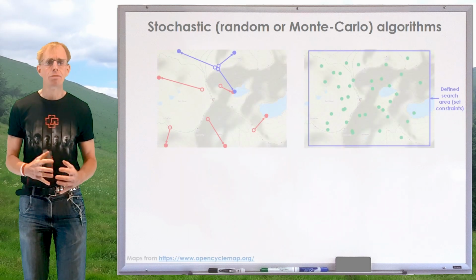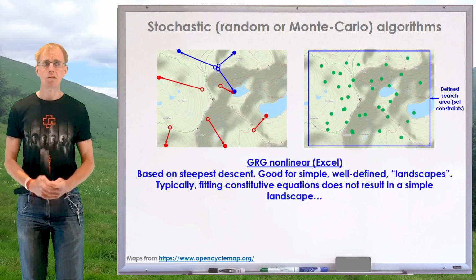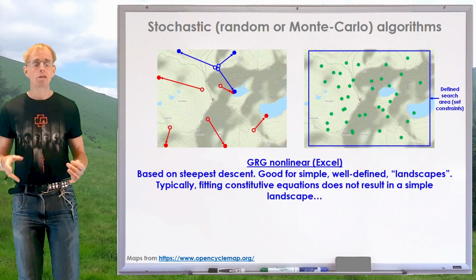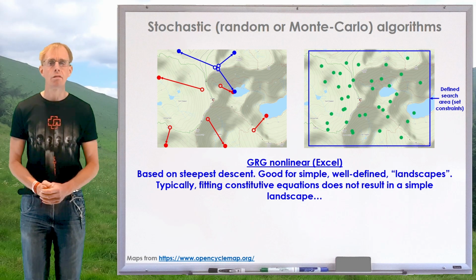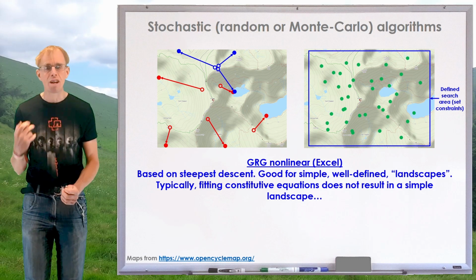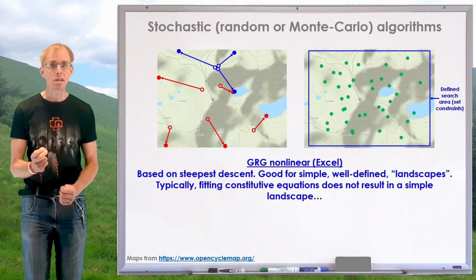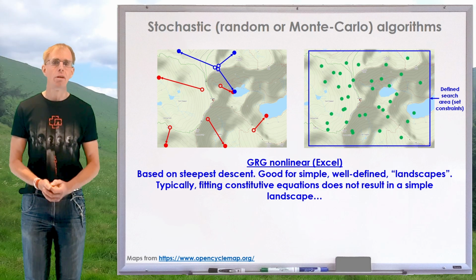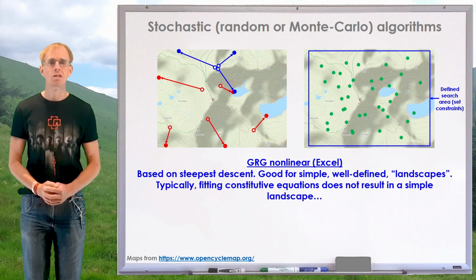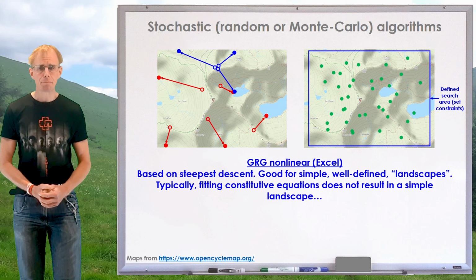Okay, so that's a very brief overview of the types of algorithms that you can get in terms of raw principles. In terms of application, if you're using something like Microsoft's Excel, the GRG nonlinear algorithm is based on steepest descent. It's a generalized reduced gradient method. The clue there is in the name. It's all about gradient. It's about steepest descent. So it's excellent and quick for very well-defined mathematical landscapes. However, constitutive equation fitting generally results in a fairly ill-defined or complex landscape.